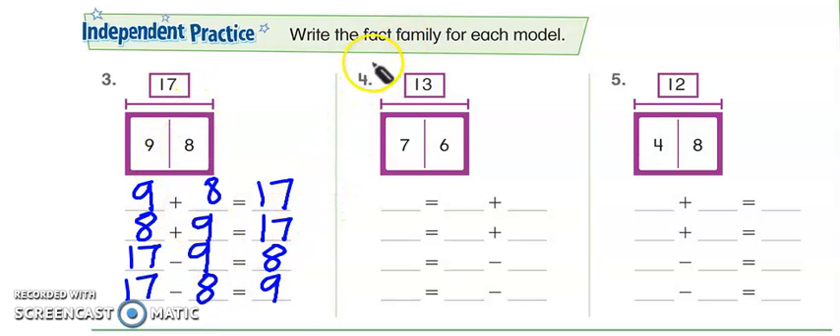So we just have to use the parts and the wholes, just trying to remember what goes where. Now I want you to try number 4 on your own. Pause the video, do it on your own, then check your work.